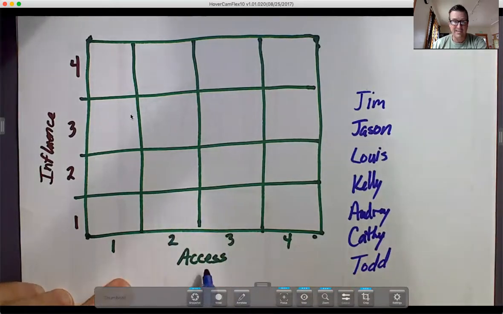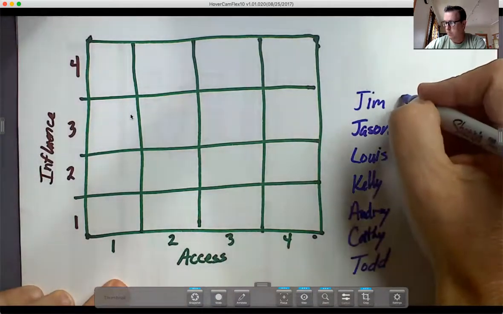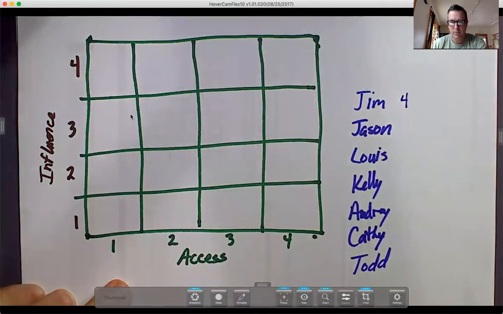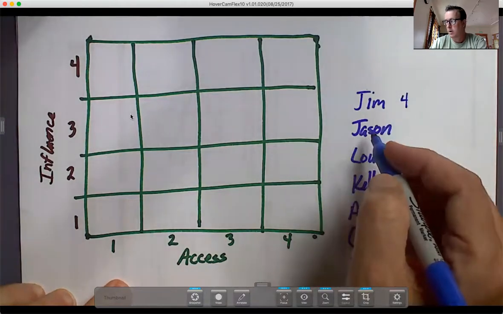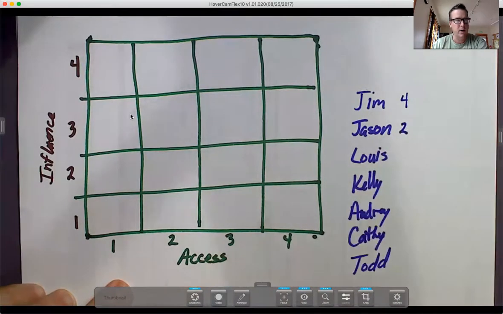In terms of access, running through them, Jim, I have pretty complete access to him, so he would get a high score for access. He calls me back when I call him, immediate response, etc. Jason is somebody who I worked with several years ago. It would be some work to get reconnected with him, but he would respond, so I would write him as a 2.